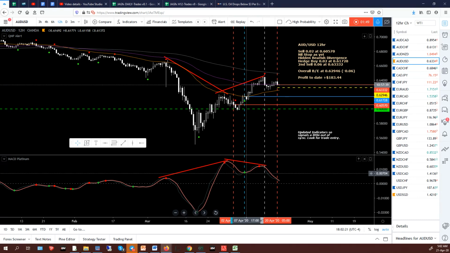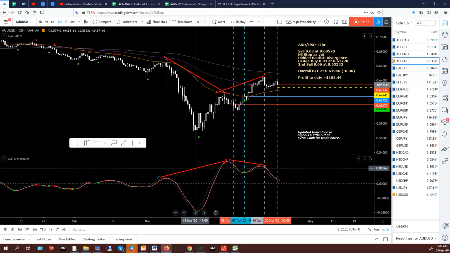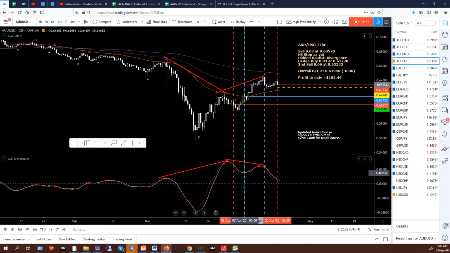It's not a valid buy signal because the MACD platinum is above the zero level. When it's above the zero level, this bottom indicator, I'm looking to sell. When it's below, I'm looking to buy. So I took a hedge buy, same position size.